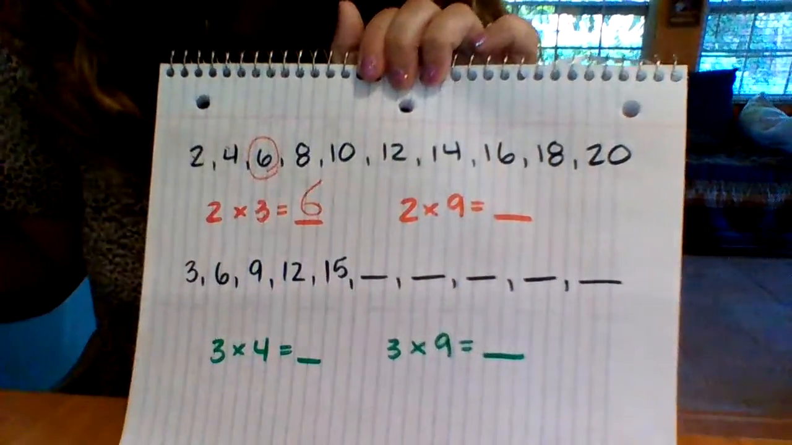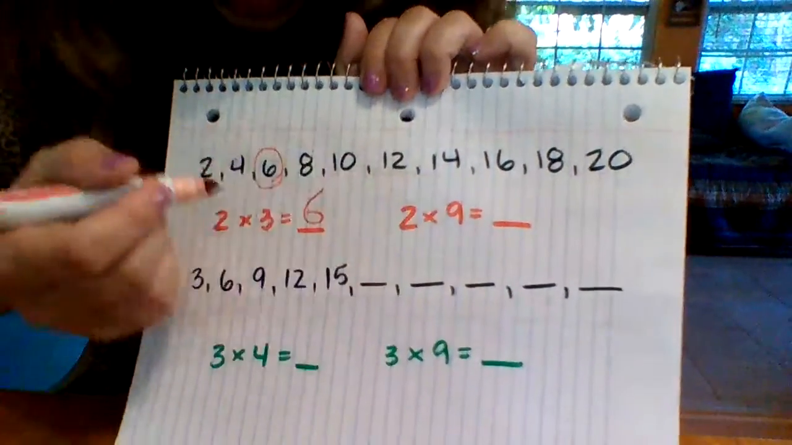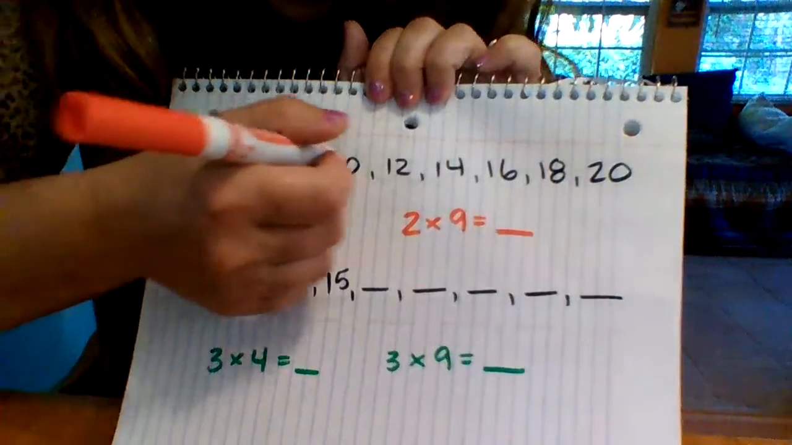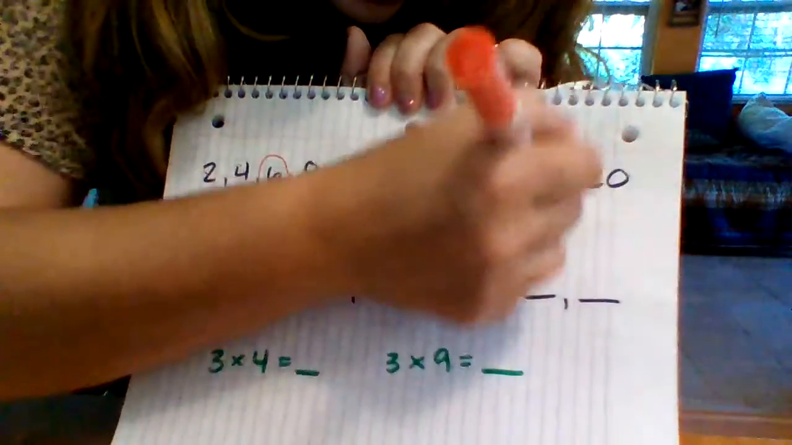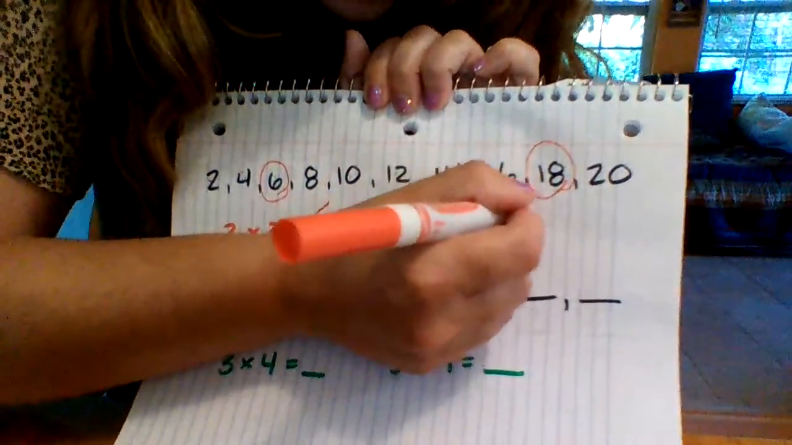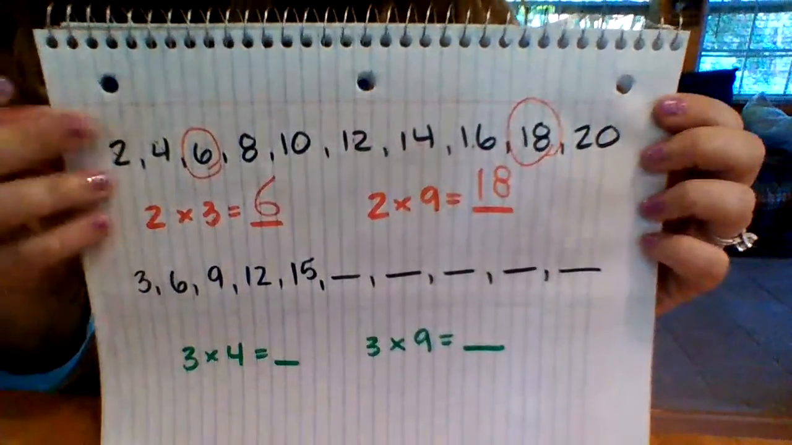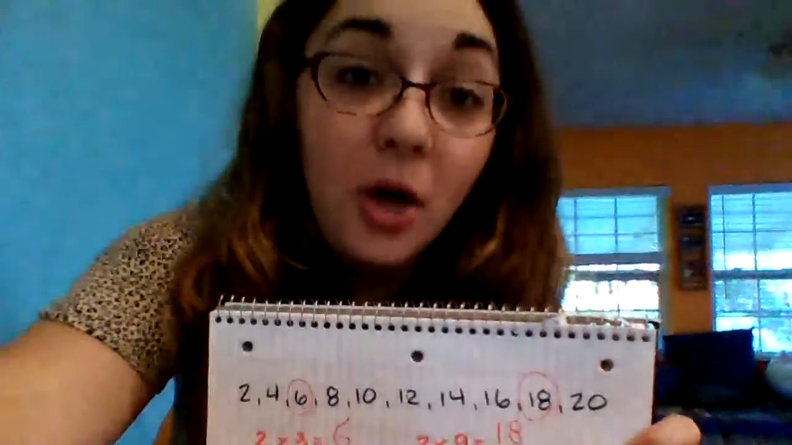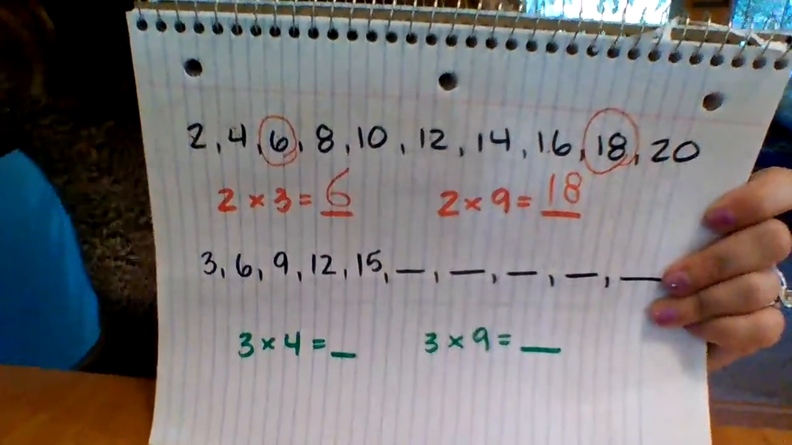How can we use it to find 2 times 9? Well, count 9 times. 1, 2, 3, 4, 5, 6, 7, 8, 9. 2 times 9 is 18. If you can count by 2s, then you know the whole 2 times table. Congratulations. Let's look at 3s.